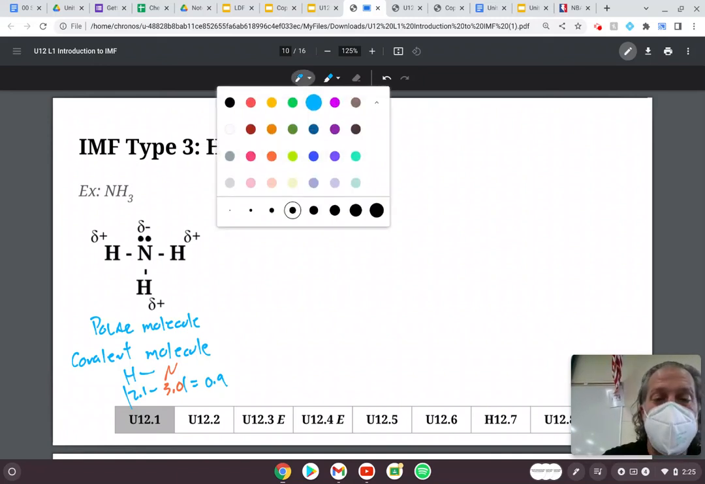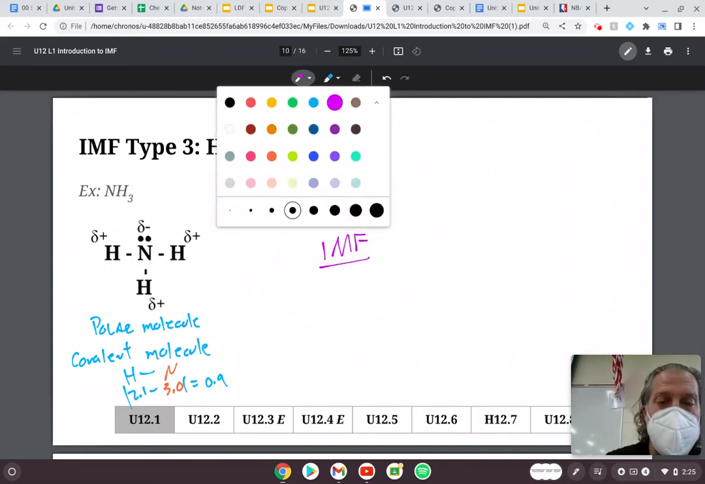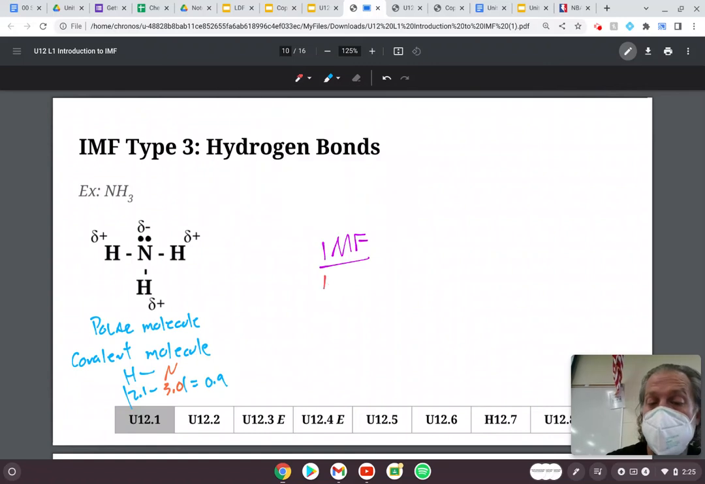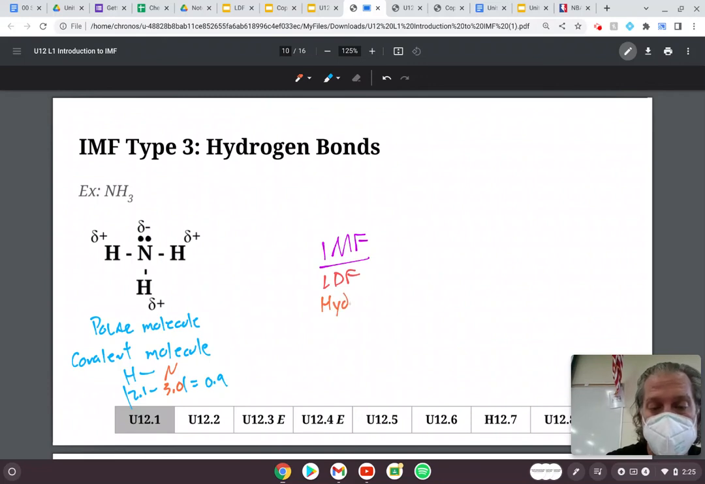So the type of intermolecular forces of attraction that are present here would be things like LDF, because it's a covalent molecule, and hydrogen bonding, because of the hydrogen-nitrogen bond.